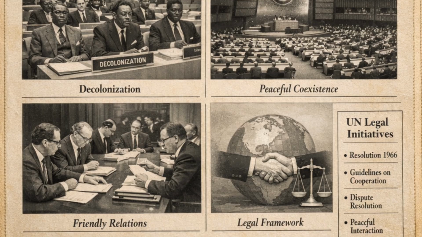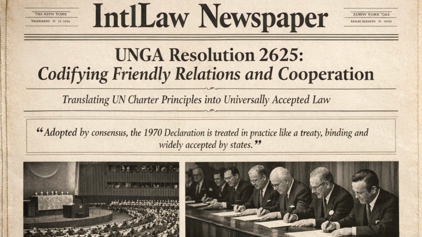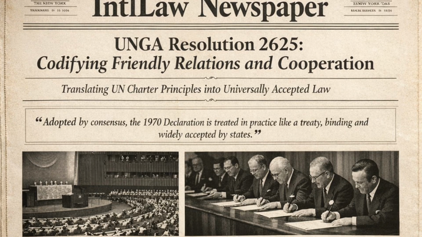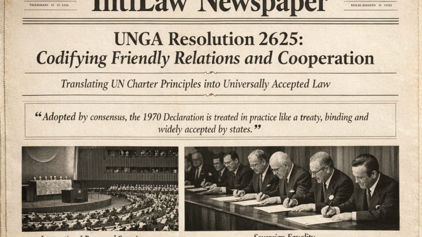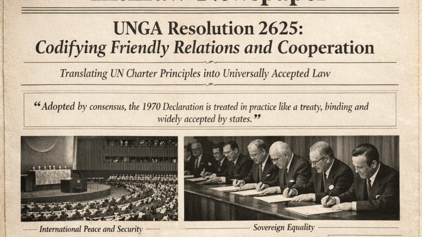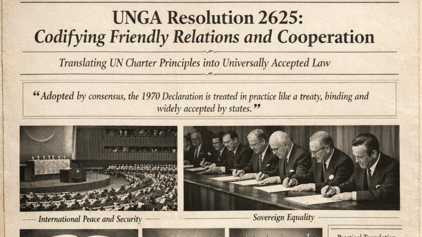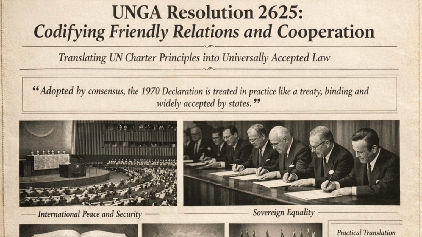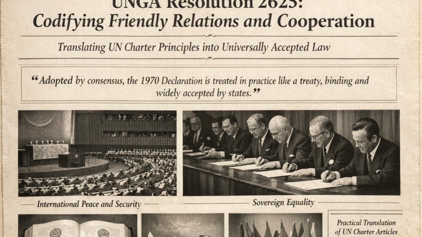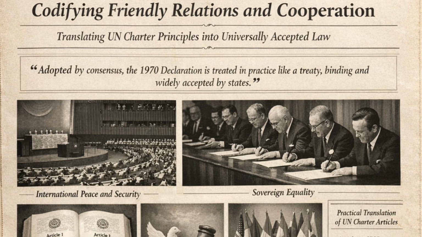This work culminated in 1970 with the adoption of UN General Assembly Resolution 2625, also known as the Declaration on Principles of International Law Concerning Friendly Relations and Cooperation Among States. Adopted by consensus, this declaration is treated in practice like a treaty, binding and widely accepted by states, even though it is technically a General Assembly's resolution. No state objected, and its principles are regarded as universally applicable.